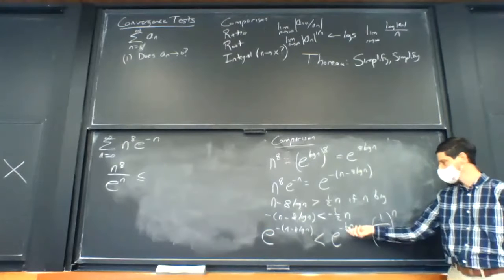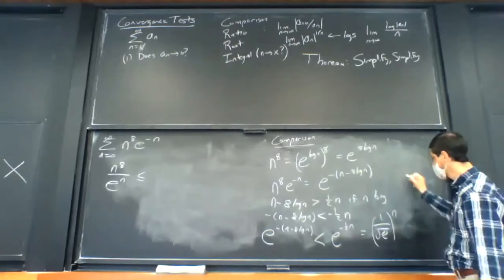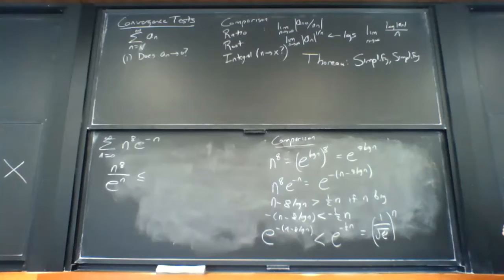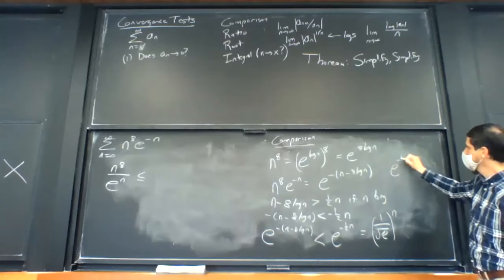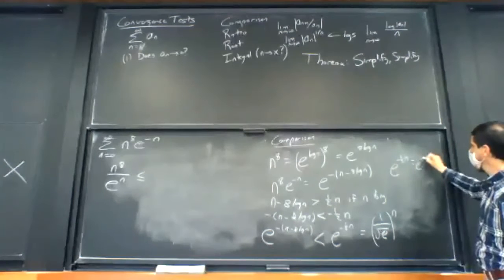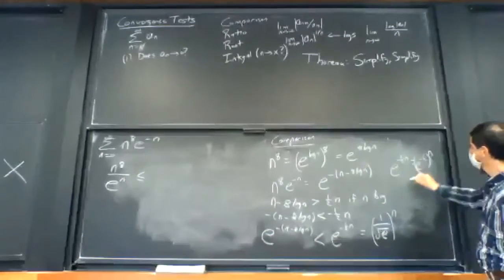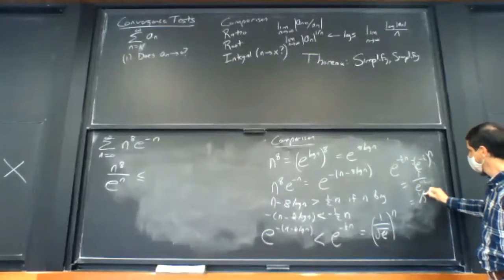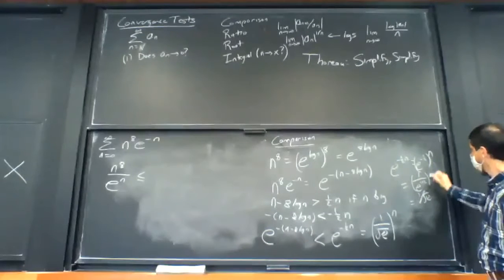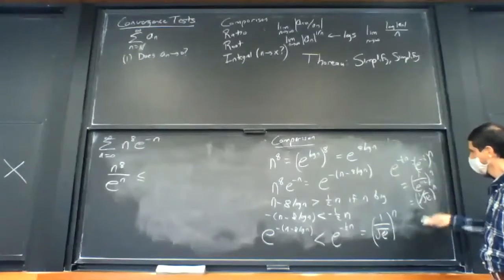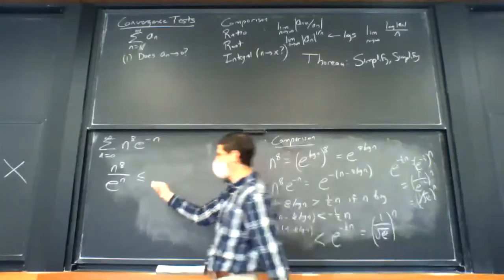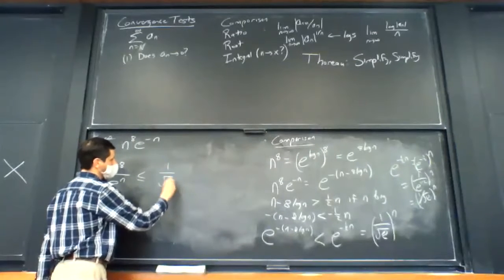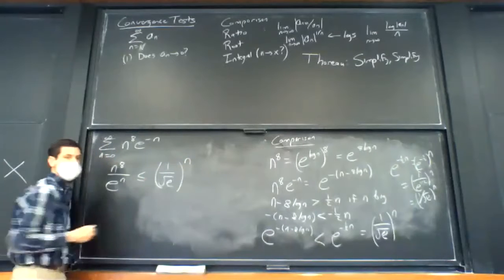Because e to the negative 1/2 n is just e to the negative 1/2 to the n. So using e to the negative 1/2 n is e to the negative n is 1 over e to the 1/2 is 1 over square root of e. Okay, so now we know n to the 8 over e to the n is less than or equal to 1 over the square root of e to the n.